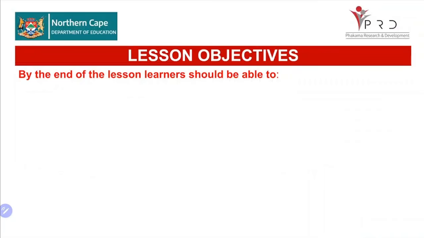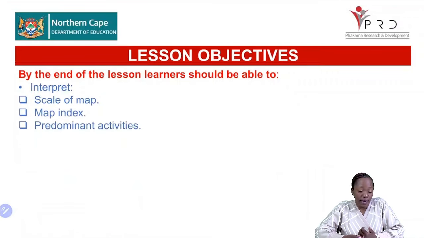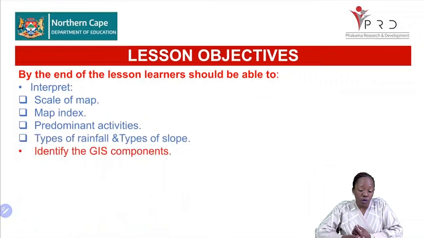But before we start with our lesson, I just want us to go through our lesson objective for today. By the end of this lesson, learners, you should be able to interpret the scale of the map, and we're going to look at the map index. Then you must be able to interpret the predominant activities that are done within the area that you are given. And also you must be able to identify or interpret the type of rainfall as well as the types of slopes. And then also we will be identifying the GIS components.